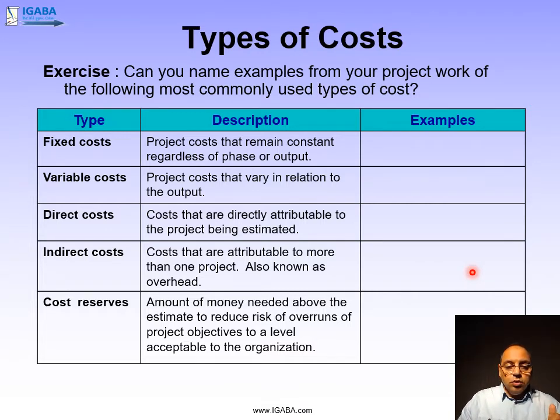Finally, there are the so-called cost reserves, and this is the amount of money needed above the estimate to reduce the risk of overruns of project objectives to a level acceptable to the organization. So in simple English, this is a separate bucket in which you keep a reserve to deal with project cost risks.